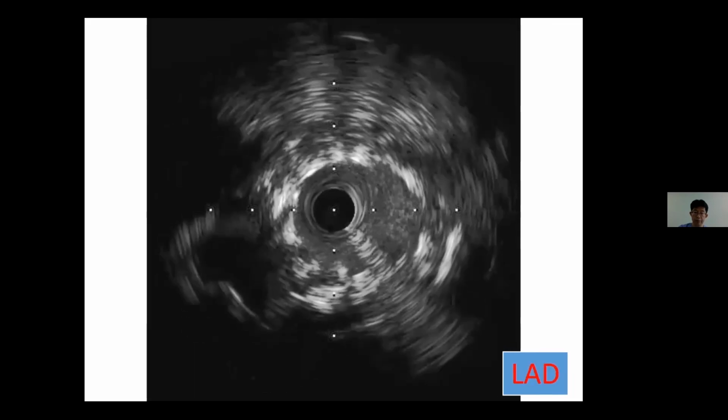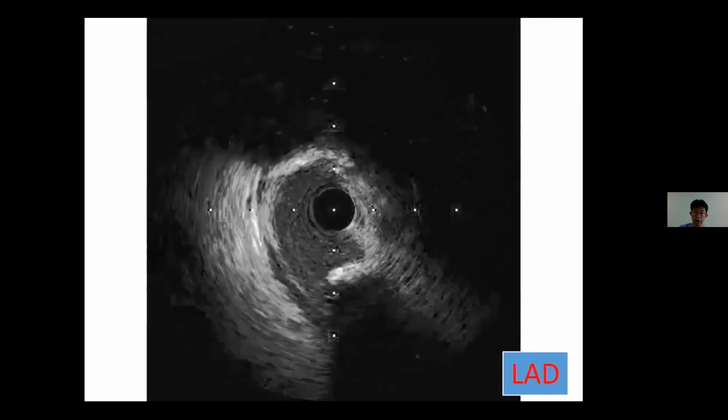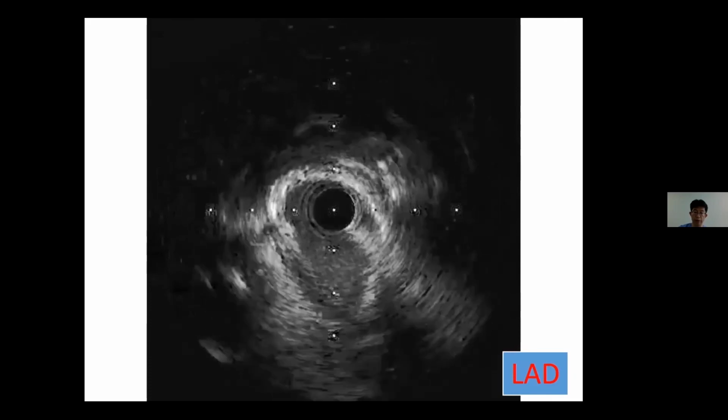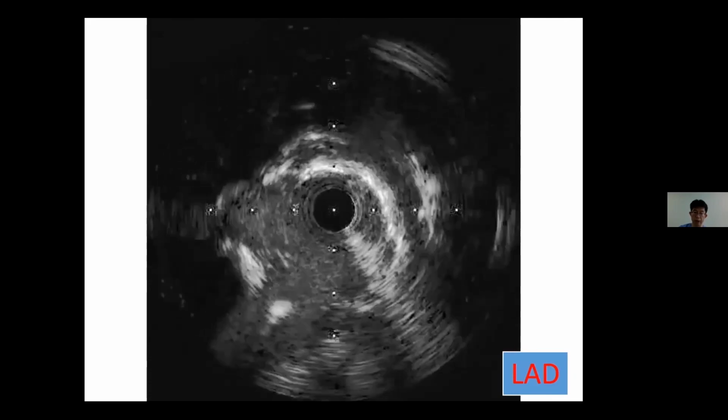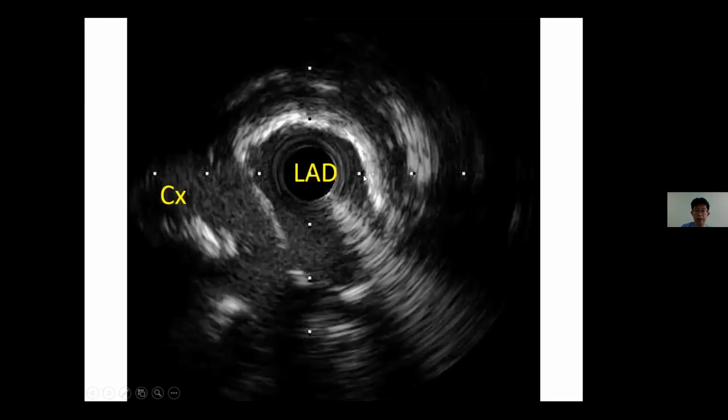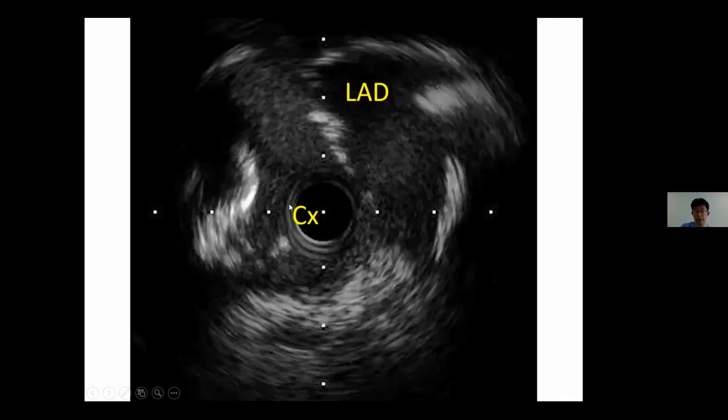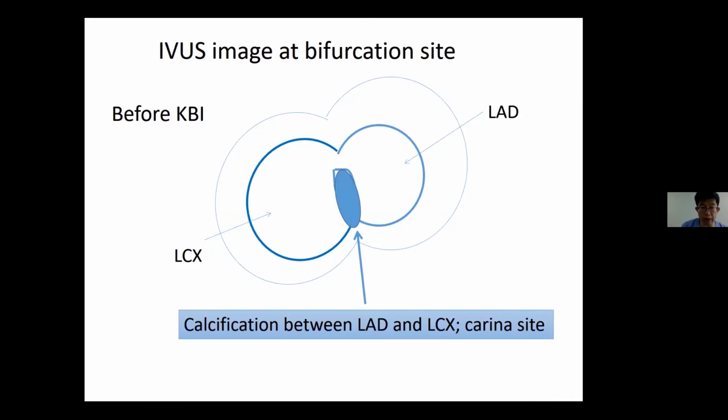This is LAD, severe calcification, and the circumflex coming from 8 o'clock. Between the circumflex and the LAD, there is a severe calcification. Same image. This is a schema I was imaging at the bifurcation site. Between the circumflex and the LAD, the calcification here is at the cardiac site.